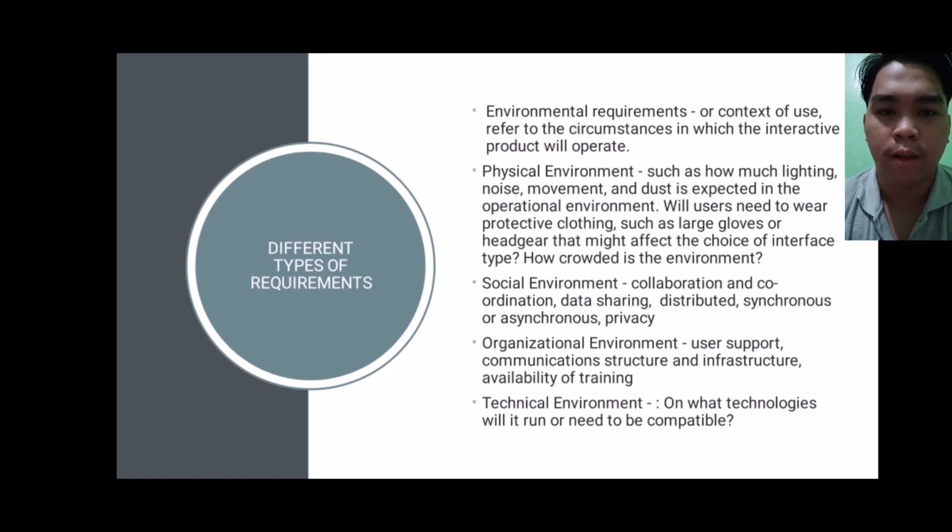Number 1, physical environment, such as how much lighting, noise, movement, and dust is expected in the operational environment. Will users need to wear protective clothing, such as gloves or headgear, that might affect the choice of interaction type? How crowded is the environment?